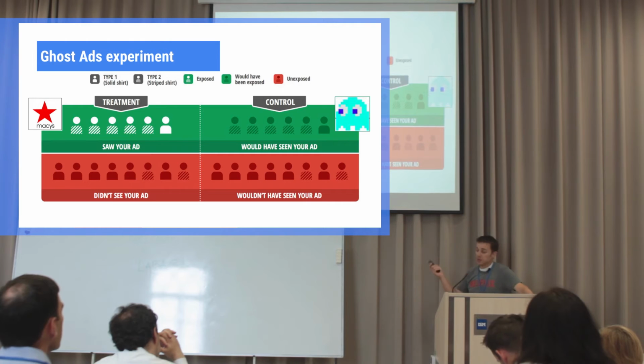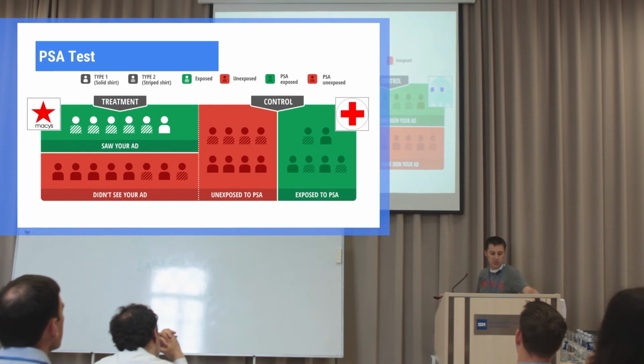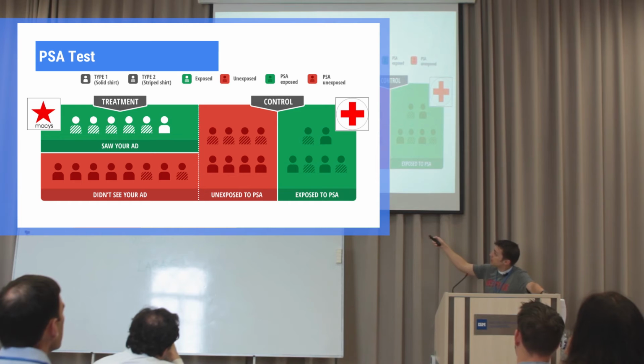So a ghost ad experiment would look like this. We want to show the Macy's ad, and then we're going to compare the green group here, the people who see the ad, to the people who would have seen the ad based off of the ghost ads. And by so doing, we're able to eliminate all the noise that could come from all these people who don't see the ad. But what happens in a PSA test? This is not that far-fetched, but we illustrate it with an extreme case.